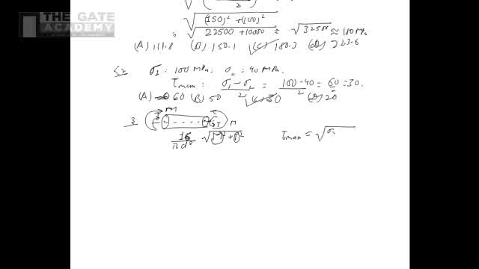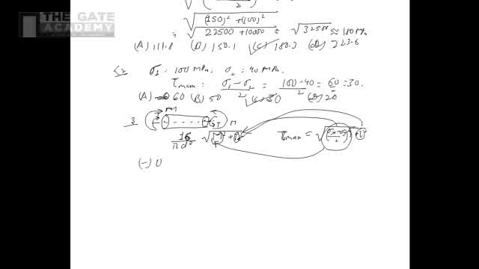square root of ((sigma x minus sigma y) by 2) whole square plus tau square. This is analogous to this relationship, because this (sigma x minus sigma y) by 2 is analogous to M and tau is analogous to the torsion. So obviously we are designing using the shear stress relationship or the torsional stress relationship. So let's see the options which have been provided.